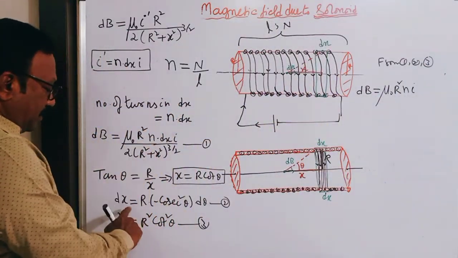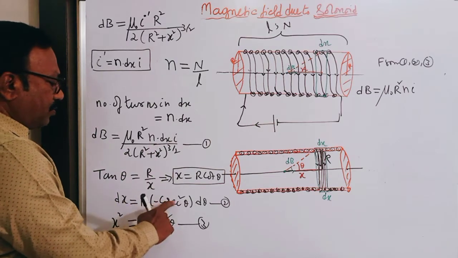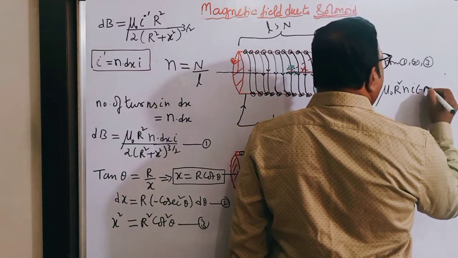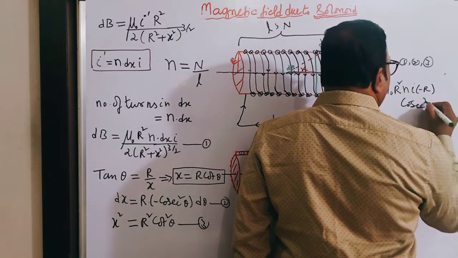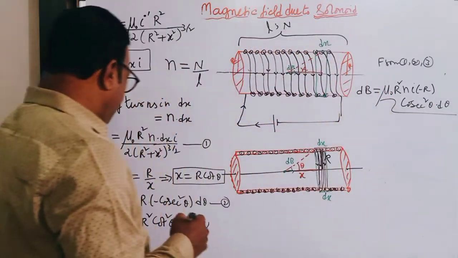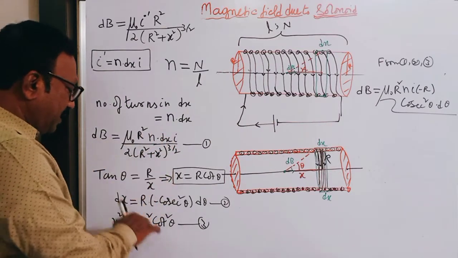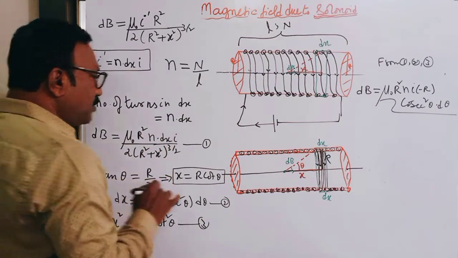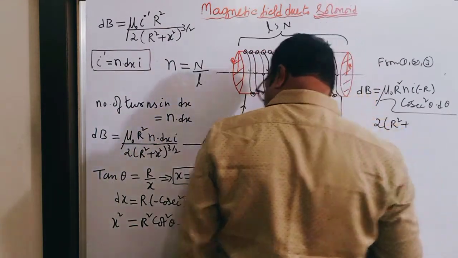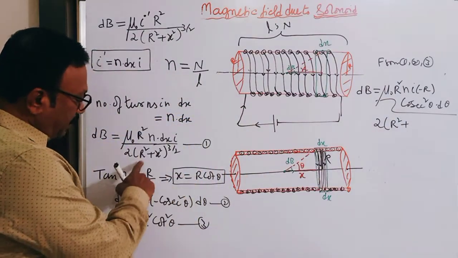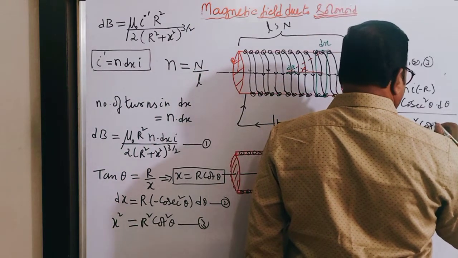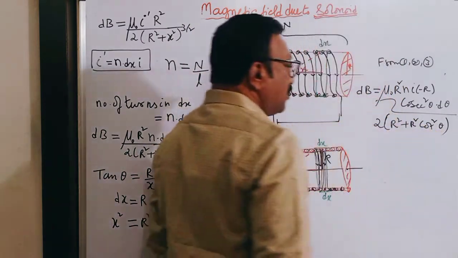But dx, I will write this: r into cosec square theta d theta. I write minus r into cosec square theta d theta. So everything divided by, including dx I substituted now. X I will substitute as r cot theta. This is 2 into r square plus x square. X square means r square cot square theta. So this will be the dB value.